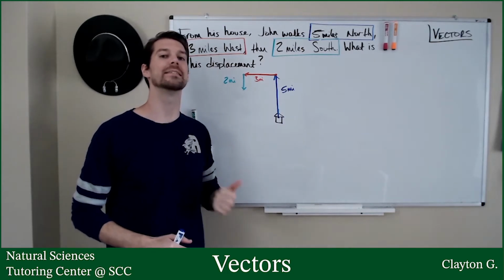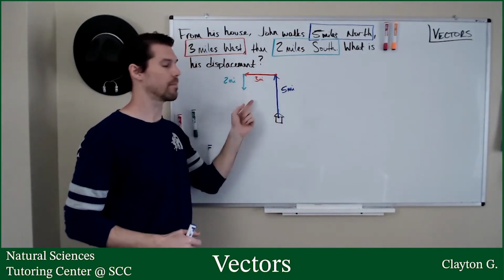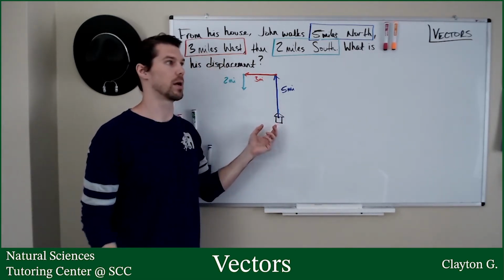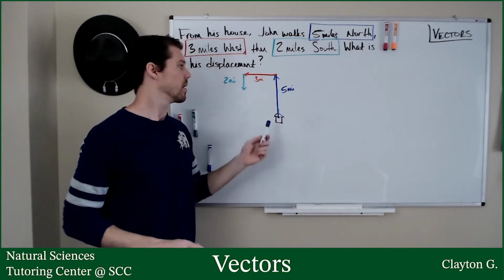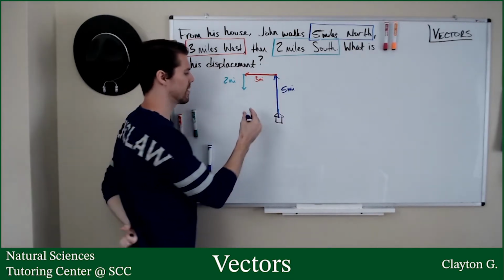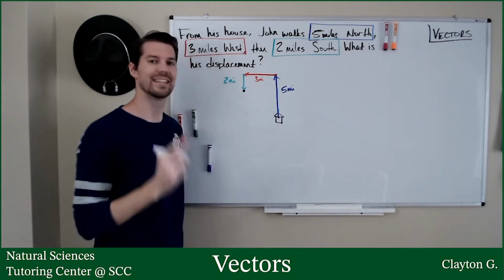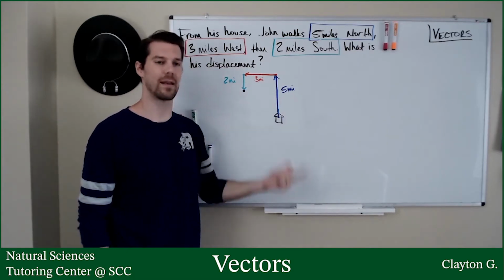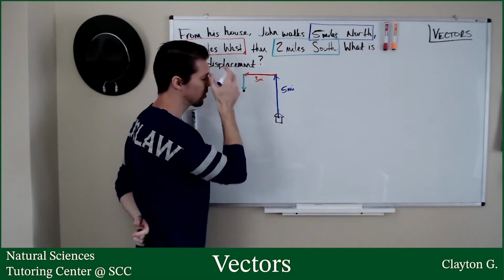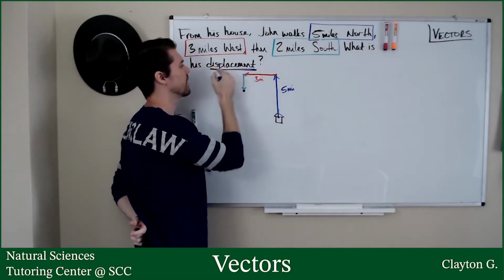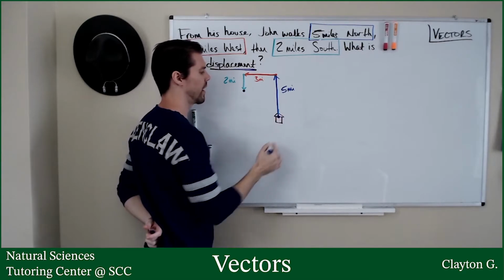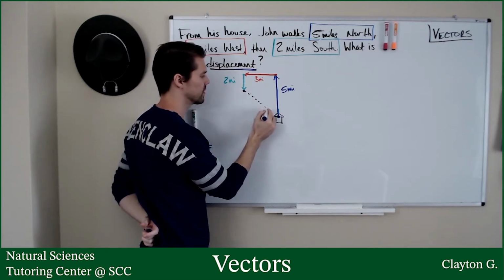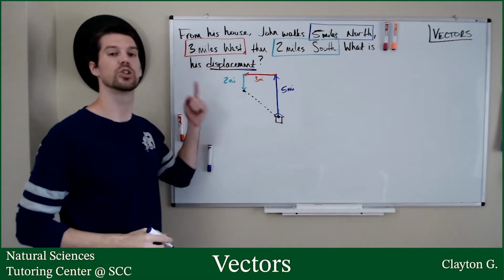Displacement is path independent. So whether he walked 10 miles to get there or walked around his entire neighborhood to get there, and it took him 20 miles, how big is his neighborhood, right? His displacement, if he ends up in this location, is the same. It is path independent. Distance, on the other hand, is path dependent. All right, so the goal here is to get his displacement. All I care about is where did he start, right here, versus where did he end, right here. So I want this distance and direction.